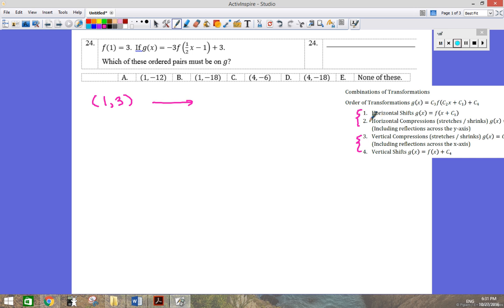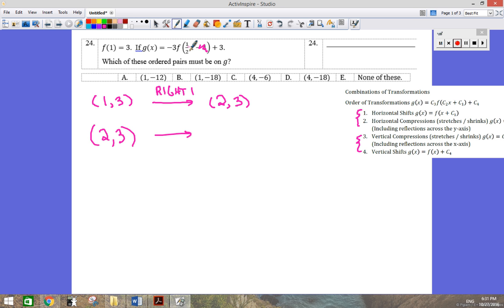So the first thing that we do is shifts left or right, if there are any. Well, hey, this time there's the -1. It's bizarre in its behavior. You actually add 1. This is actually going to shift the graph to the right 1. So 1 unit to the right of 1, 3 is 2, 3. So now I've taken care of that, and I'm working with this new point.